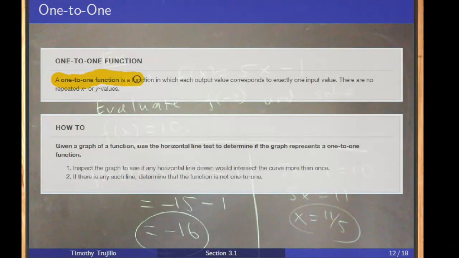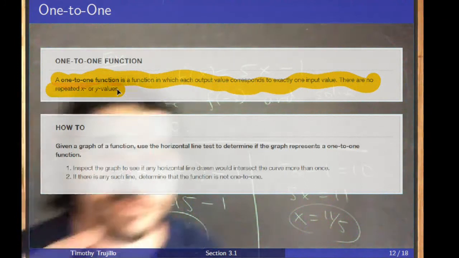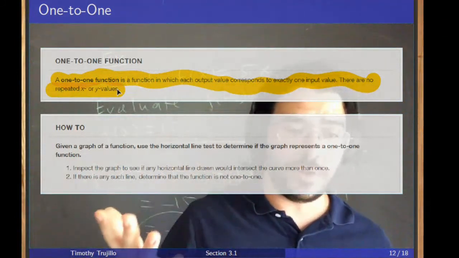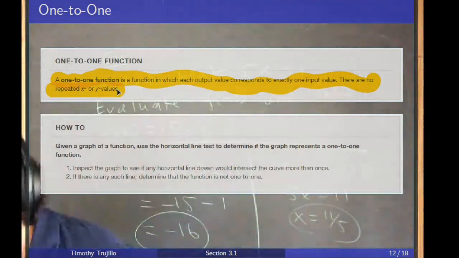And the reason why we would be interested in one-to-one functions is that when we do that, it's possible to replace the x and the y, to swap them. And when we swap them, we get to the idea of the inverse of a function. We'll talk more about that later in chapter 3.